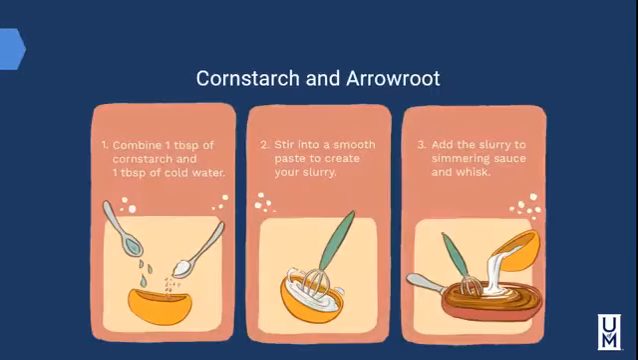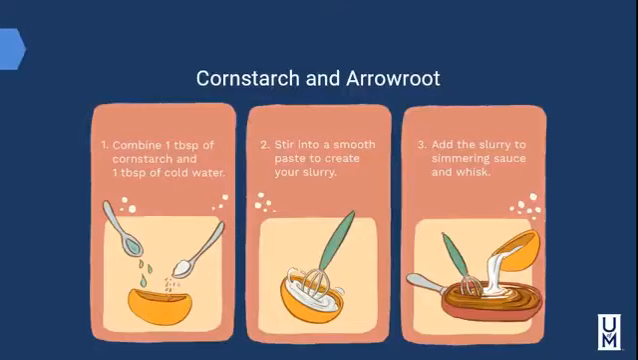Cornstarch, arrowroot, rice flour, potato starch, all of these can be used as a thickener in making a slurry. The process is combine equal parts of cornstarch or other starch to cold water. Make sure it's cold water. You do not want to use hot water. Cold water out of the tap is perfectly acceptable. Stir this into a smooth paste to create a slurry.